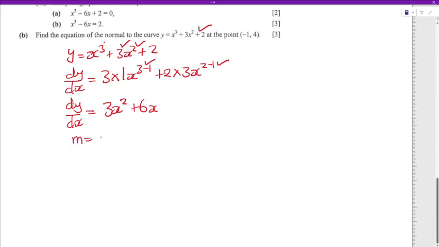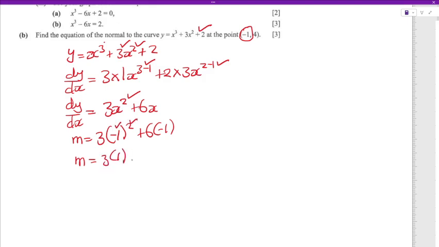So we're going to say gradient is equal to 3. Where there is x, we're going to plug in the x coordinate we have been given in the question. So negative 1 squared plus 6 negative 1. So our gradient is now going to be 3 times a 1, because negative 1 squared is positive 1, and then here positive times negative there, negative, so that will be negative 6. So our gradient is going to be 3 times 1, 3 minus 6, giving us negative 3. So this gradient you have found is the gradient of the tangent as well as the gradient of the curve.